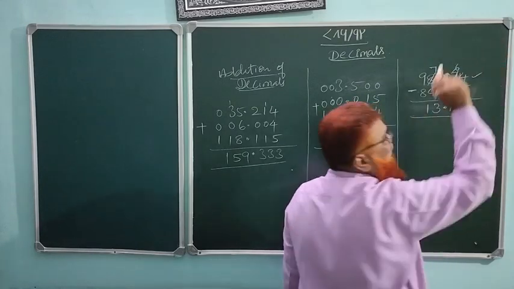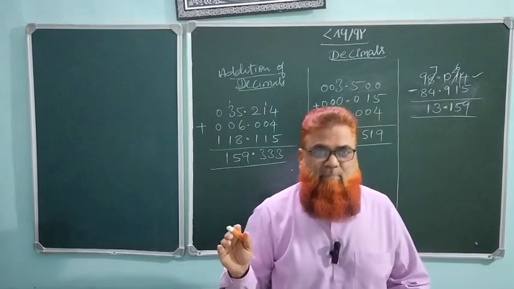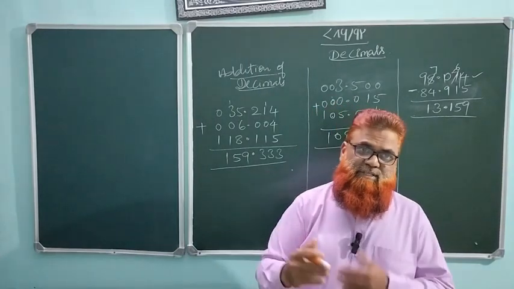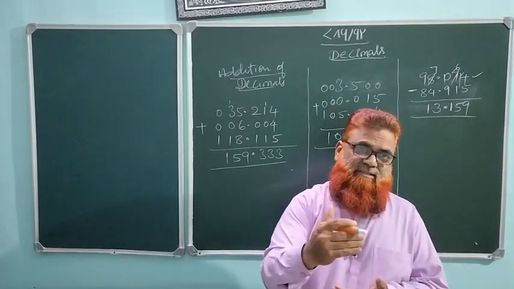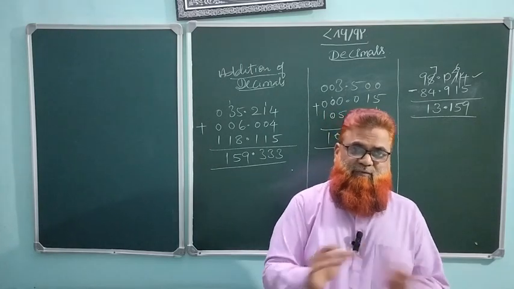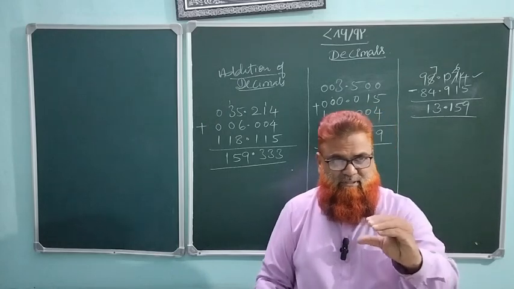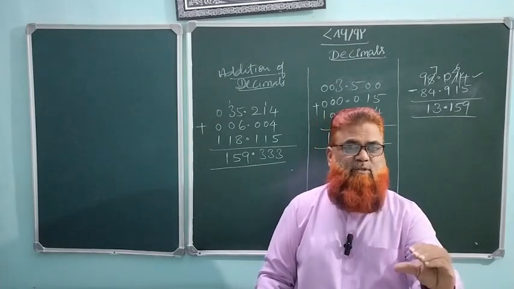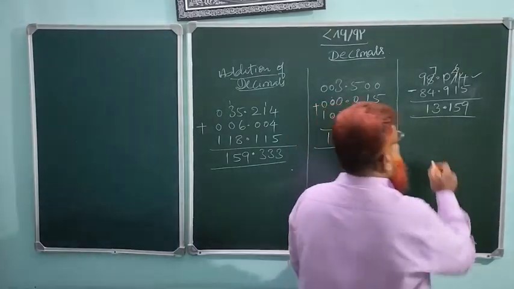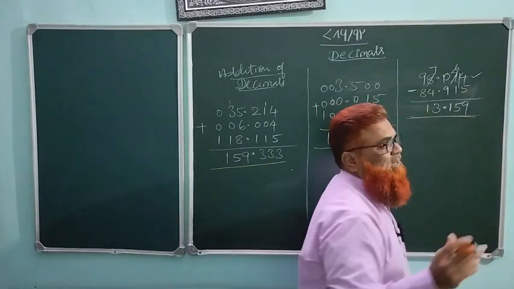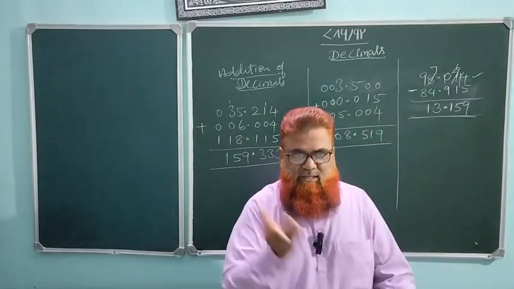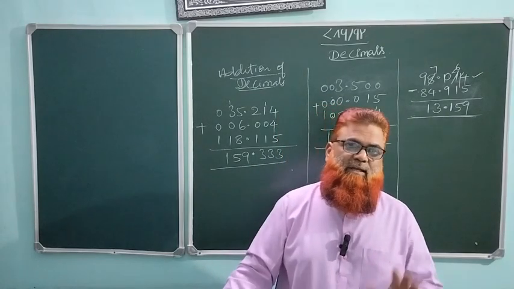So the bigger value in subtraction we call the minuend, and the smaller value which gets subtracted from the bigger is called the subtrahend, and what is obtained after subtraction, that value is called the difference. So this is the way we can carry out addition and subtraction in decimals.